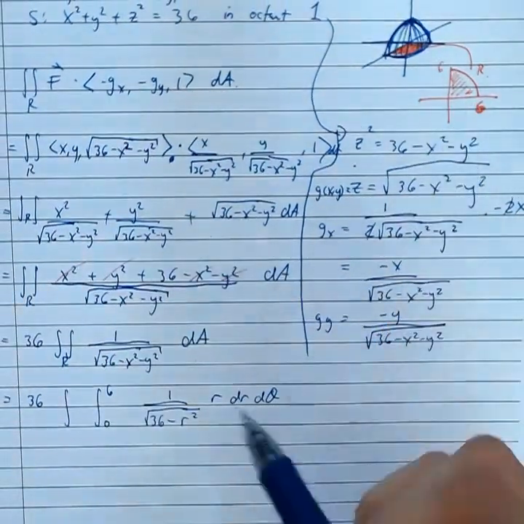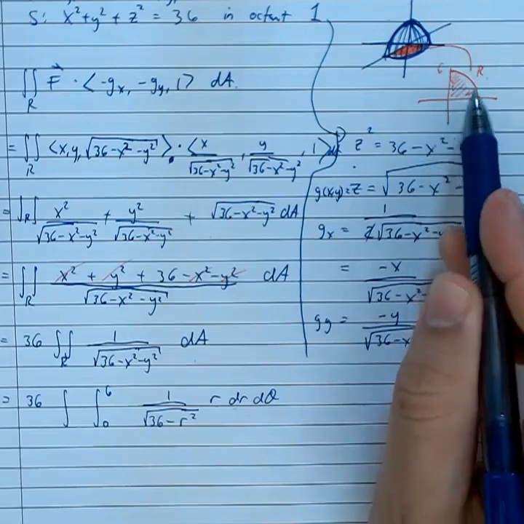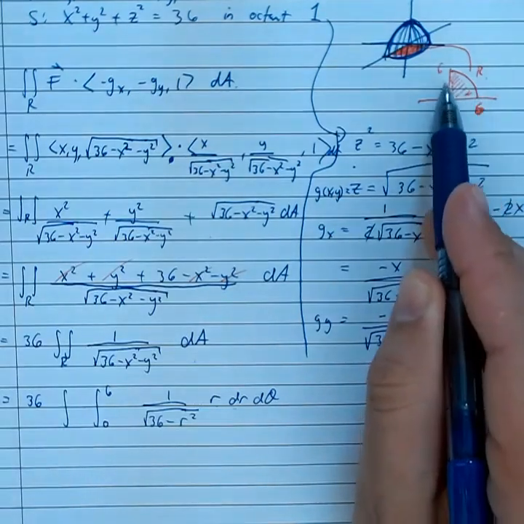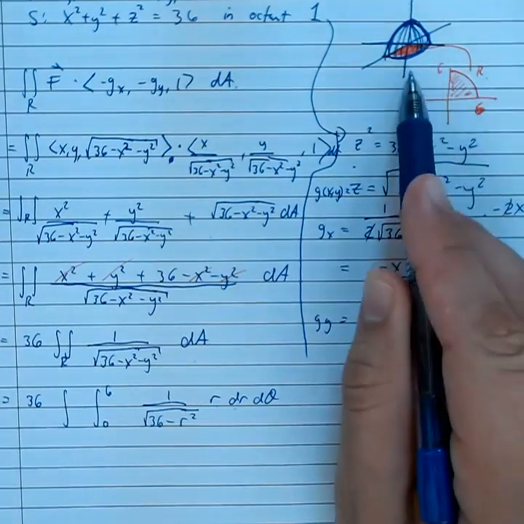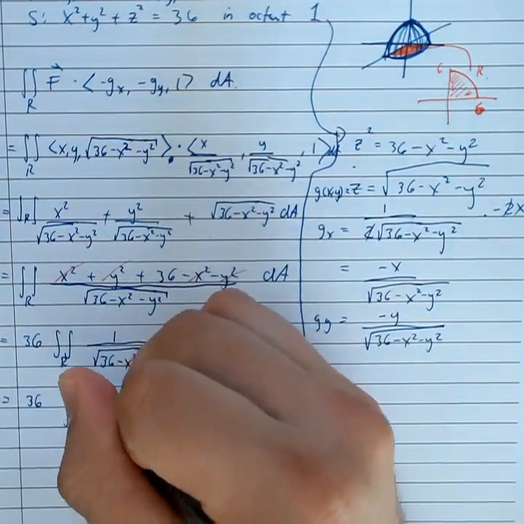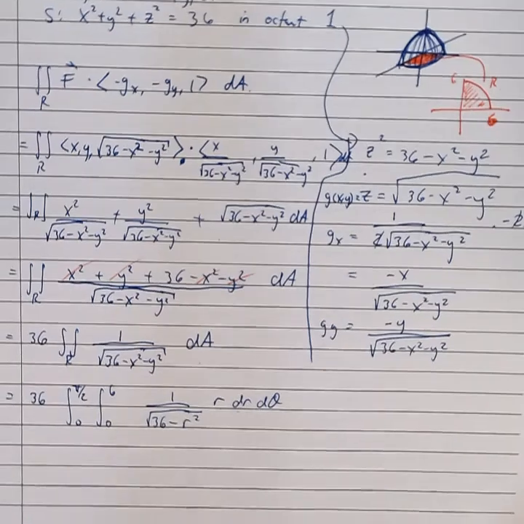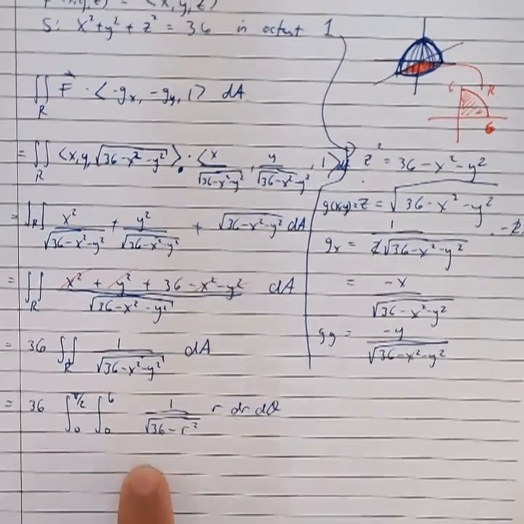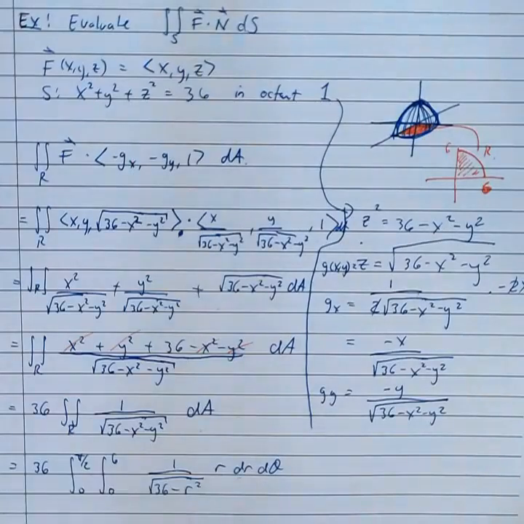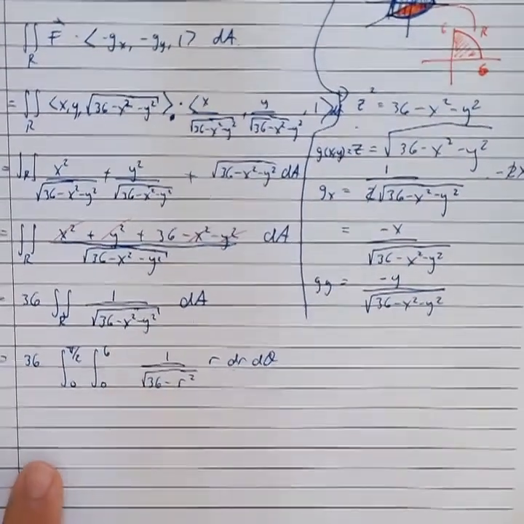And then over here, my value of theta, well, that's going to be theta is equal to 0 up to theta is equal to pi over 2, right? A quarter circle from 0 to pi over 2. And there we go. So there's our setup. This double integral is equivalent to our flux integral. So now we'll be able to integrate this and get our result.